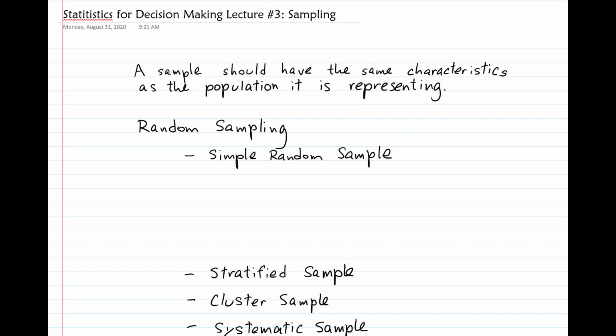You just randomly pick individuals from the population. Very straightforward. But here's the key. I want to write down sort of the definition of a simple random sample. I just talked verbally about how you do it. Now I want to write down the definition.